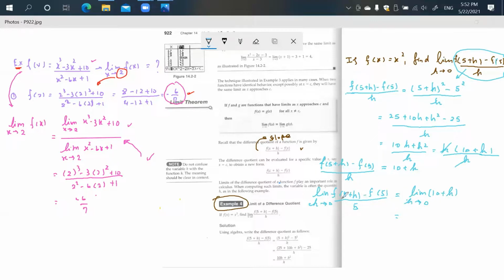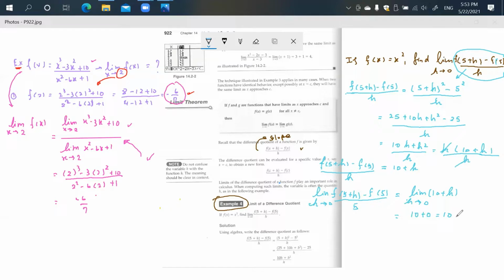Then you take the limit on both sides. After that, you can replace h equal to 0 in here. So it becomes 10 plus 0, which equals 10. So from the equation, the limit of f of 5 plus h minus f of 5 over h equals 10. So the answer equals 10. And you can say this is actually the slope value of the tangent line, equal to 10.